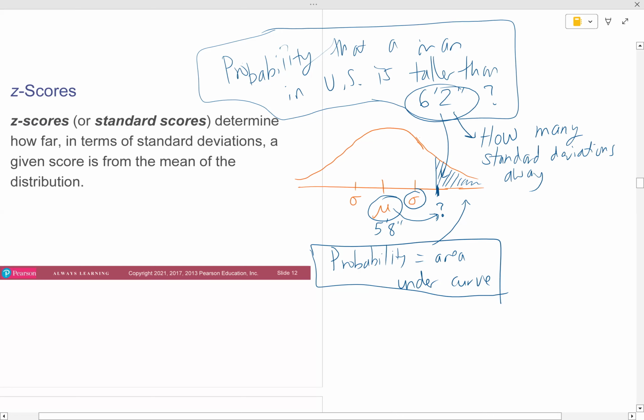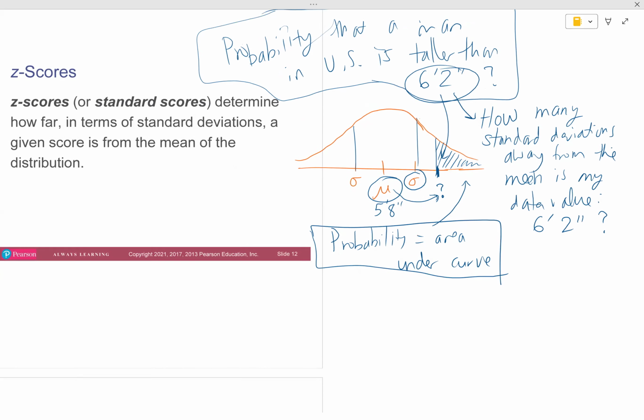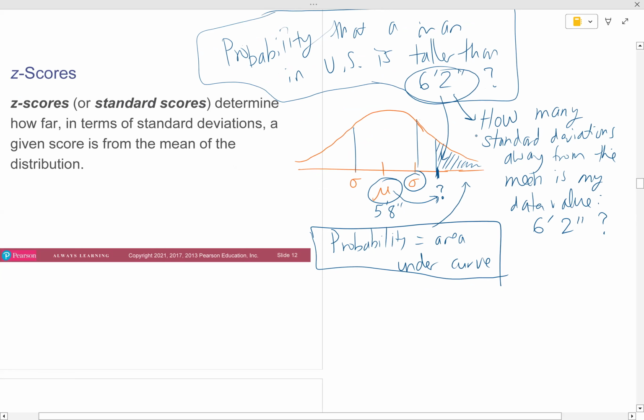How many standard deviations away from the mean is my data value that I'm interested in? In this case, it's that 6'2" one. Is that one standard deviation away from the mean? Is it two? How far away? Because I know by the empirical rule that 68% of the data values will lie within one standard deviation, and 95% will lie within two standard deviations. So I can probably use the empirical rule to tell based on where this guy is in comparison to the mean. Is he one standard deviation away or two?